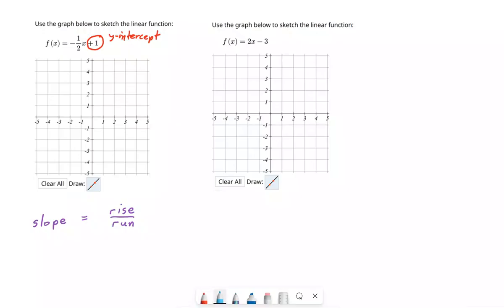And my m that I mentioned, the m is right here. That's the slope. If you remember, slope is rise over run. So let's go about graphing one of these. I'll start with the one on the left.